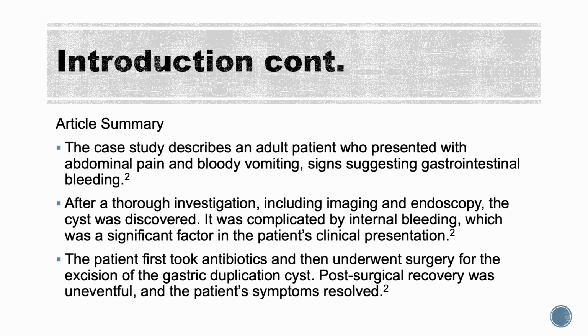Article summary. The case study describes an adult patient who presented with abdominal pain and bloody vomiting, signs suggesting gastrointestinal bleeding. The patient was initially misdiagnosed with more common gastrointestinal conditions. After a thorough investigation, including imaging and endoscopy, the cyst was discovered. It was complicated by internal bleeding, which was a significant factor in the patient's clinical presentation. The patient first took antibiotics and then underwent surgery for the excision of the gastric duplication cyst. Post-surgical recovery was uneventful, and the patient's symptoms resolved.